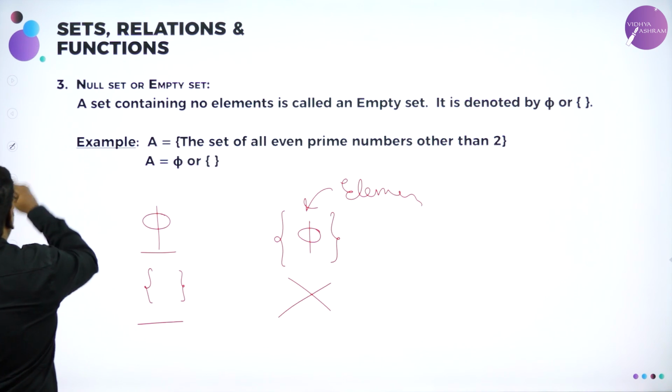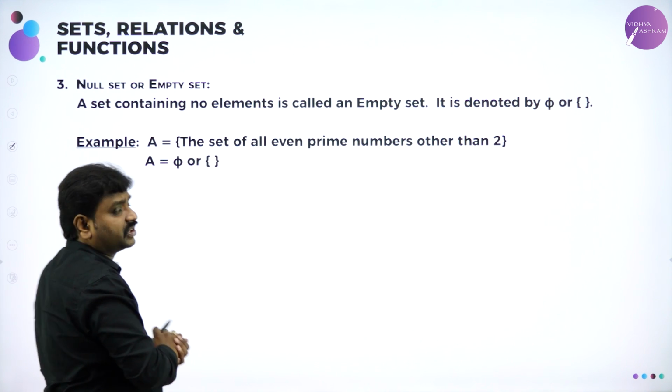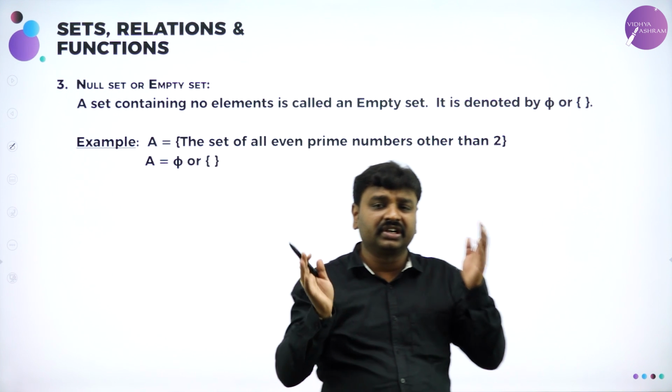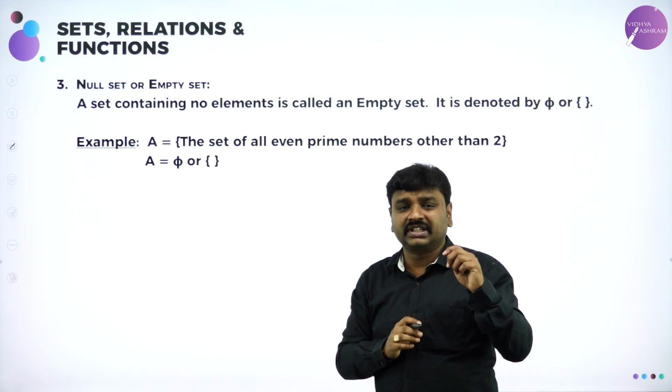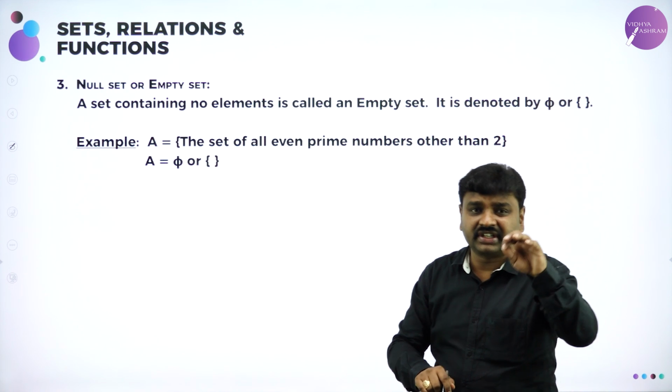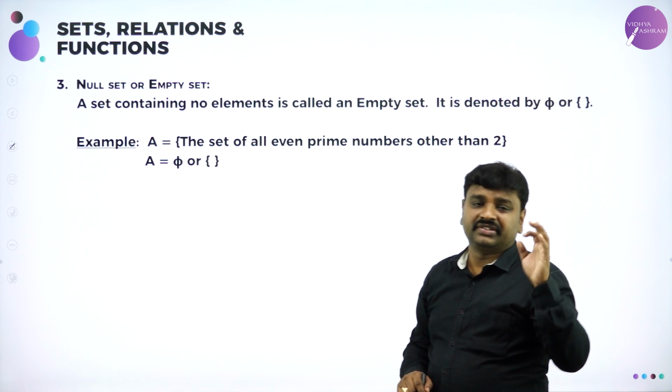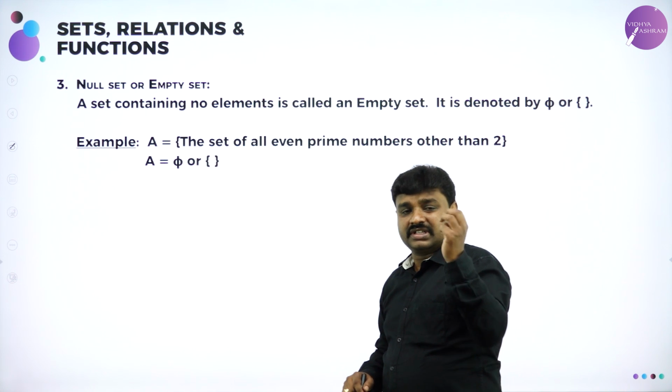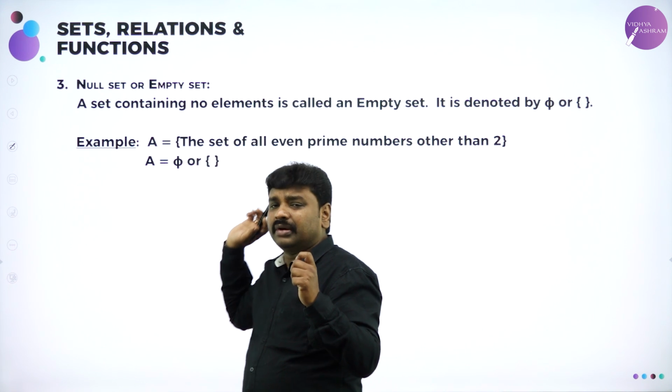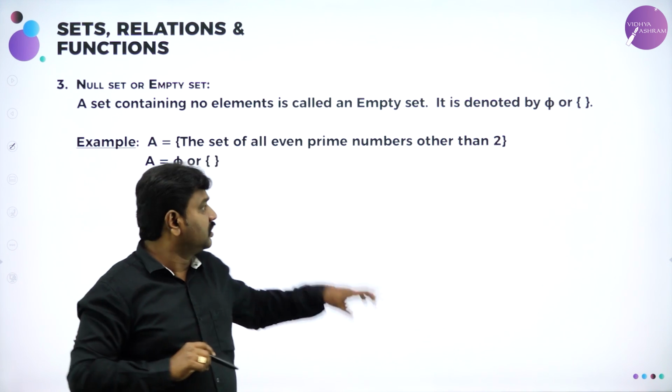Okay, coming to this. Just now I told you what a null set is. What is the other name for null set? Empty set. Empty set or null set, both are the same. A set without any elements. A set containing no elements in it is called a null set. One simple example I gave, set of what?